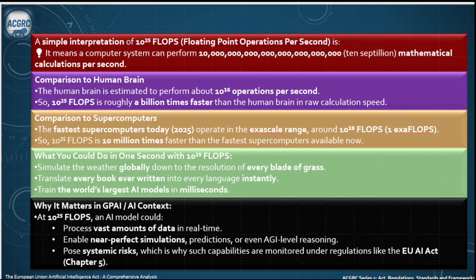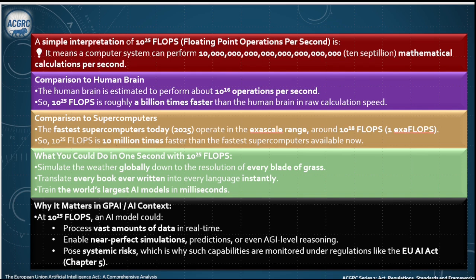In comparison to a supercomputer, the fastest supercomputer today, as of 2025, operates in the exascale range, around 10 to the power 18 FLOPS. So, 10 to the power 25 FLOPS is 10 million times faster than the fastest supercomputer available now. What could you do in 1 second with 10 to the power 25? Simulate the weather globally down to the resolution of every blade of grass. Translate every book ever written into every language instantly. Train the world's largest AI model in milliseconds.